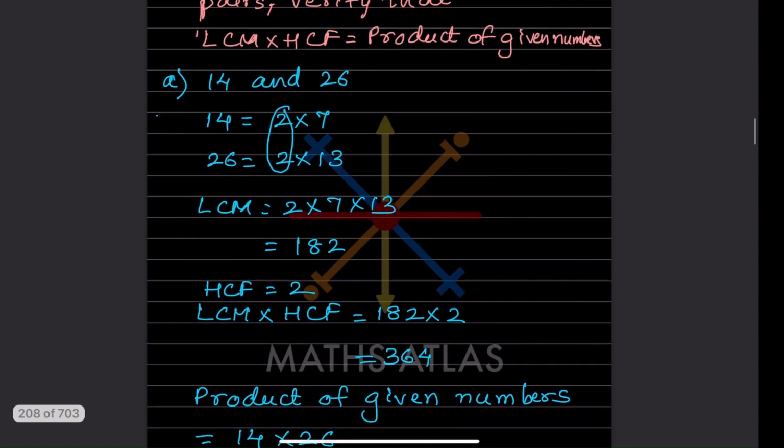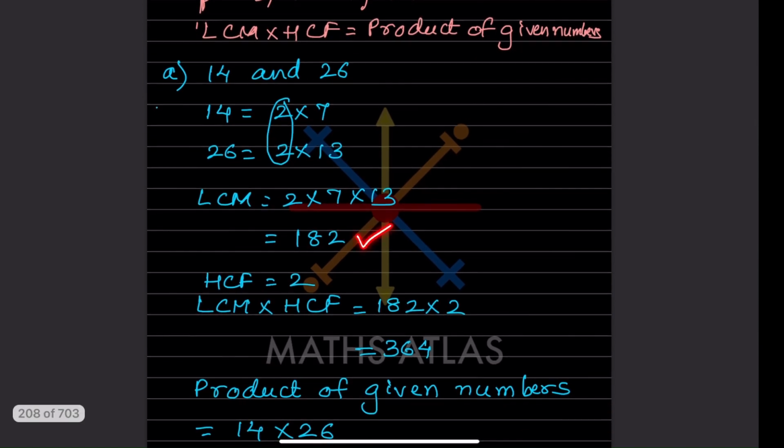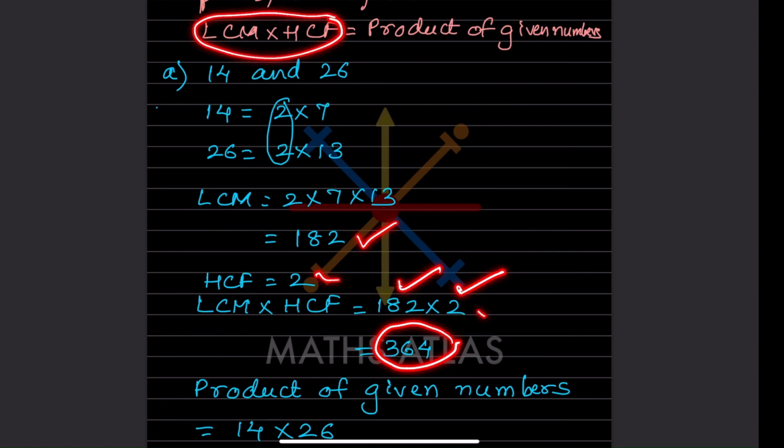So what will be LCM into HCF? LCM we got as 182 and HCF we got as 2. So when you multiply this, you get 364. So this is the left hand side, you got 364, and you have to see the product of two numbers.